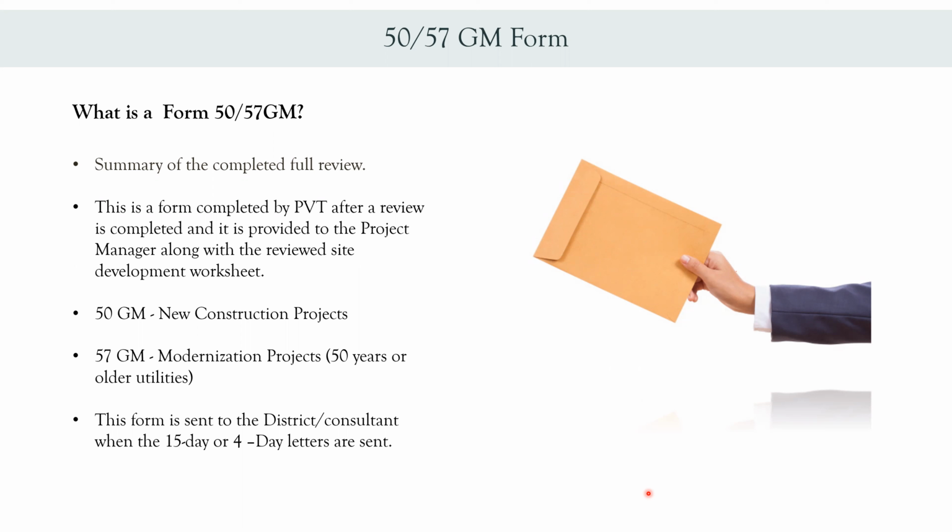If you submitted a new construction project, then you will receive a 50 GM form. If you submitted a modernization project with 50 years or older utilities, you will receive a 57 GM form. And this form is sent to the district or the consultant when the 15-day or 4-day letter is sent.